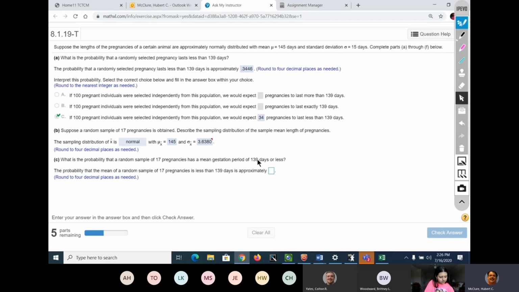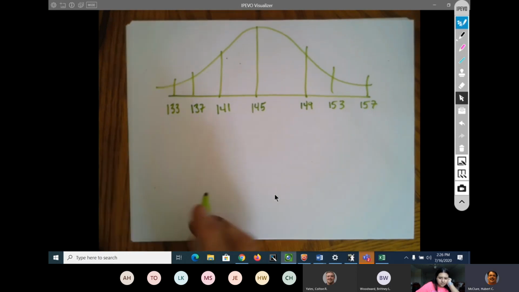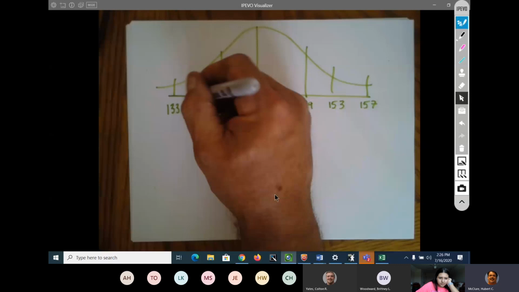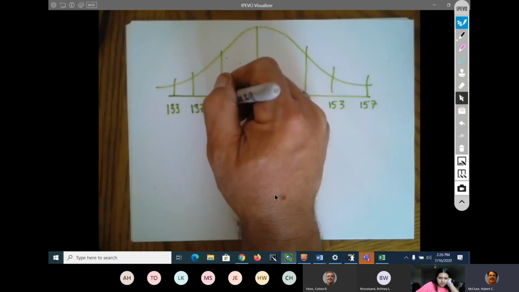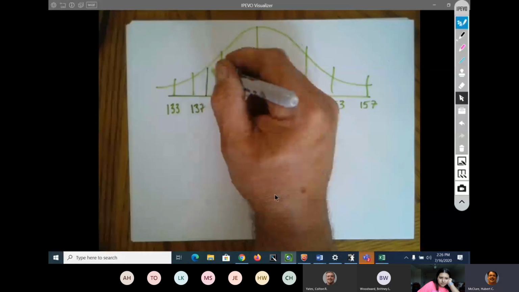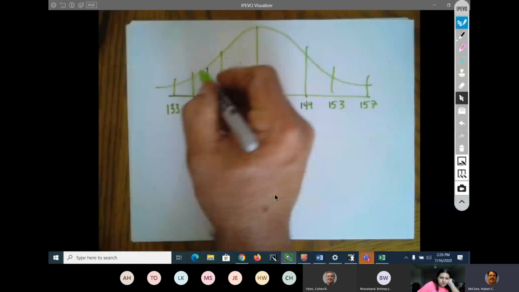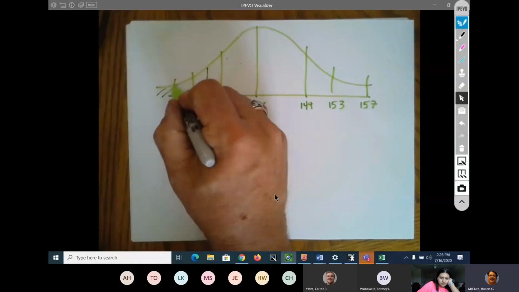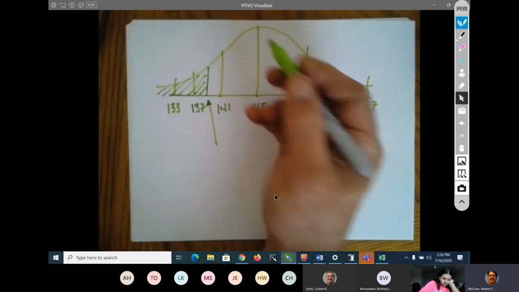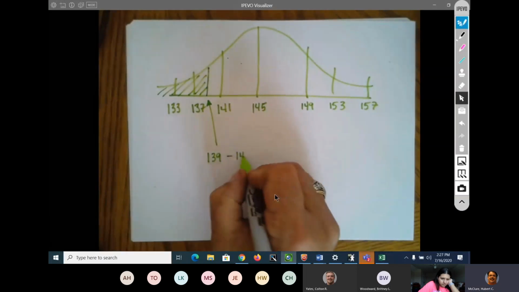What is the probability that a sample has a mean gestation period of 139 or less? So where is 139 on your new graph? Well, there's 137. Right there, 139 is right here. So they want to know 139 minus 145 over 3.638.